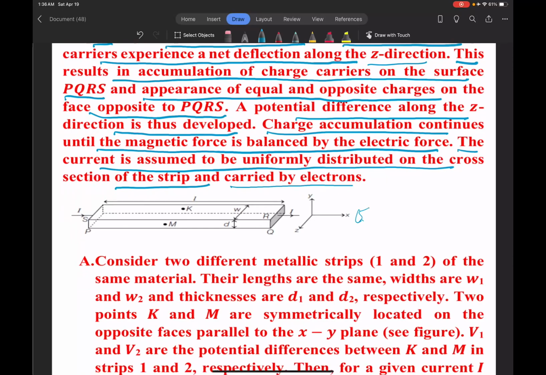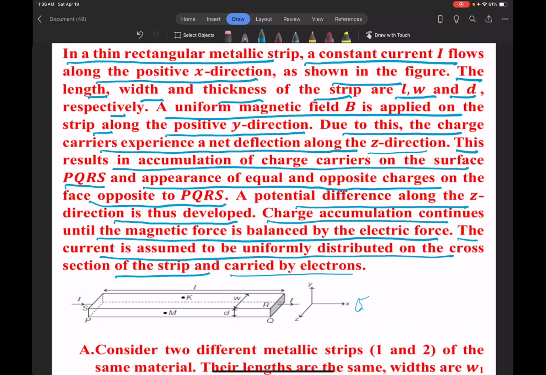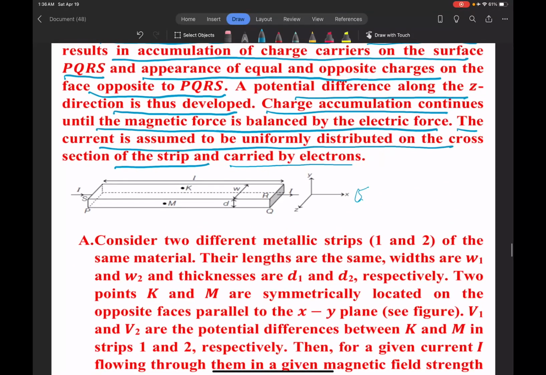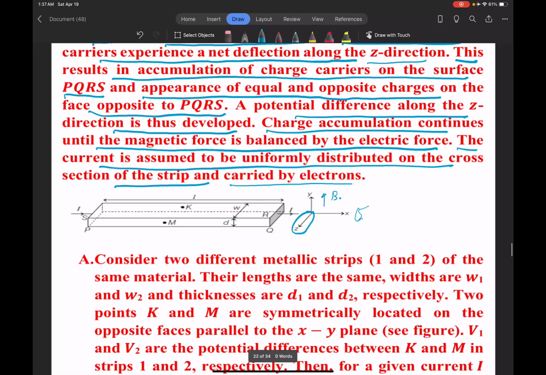This is given as the figure. We have PQRS, the front face as well as the back face, and L is the length, and two points K and M are given. The magnetic field is applied along the positive y direction. Because of this, the charge accumulation takes place on the surface of PQRS. On the front side it will be one charge, and the other side will have the opposite charge carriers. Because of this, there will be a potential difference along the z direction, and this charge accumulation continues until the electric force is balanced by the magnetic force.